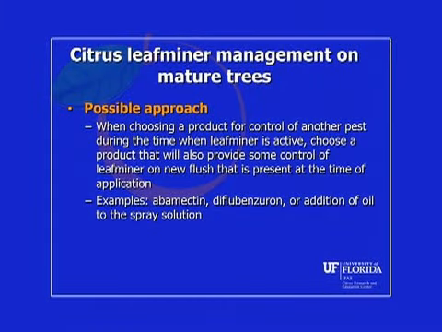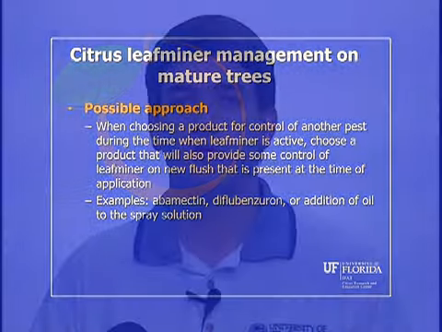Also, something else you might write into your business plan would be that when you're going through the grove to add oil, petroleum oil, to your spray tank. Oil sprays typically provide at least 2 weeks of leaf miner control on new flush when treated with the oil. It tends to repel leaf miner. So that might be another option to write into your business plan for leaf miner management.